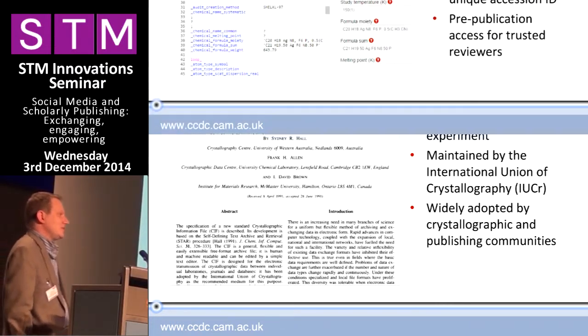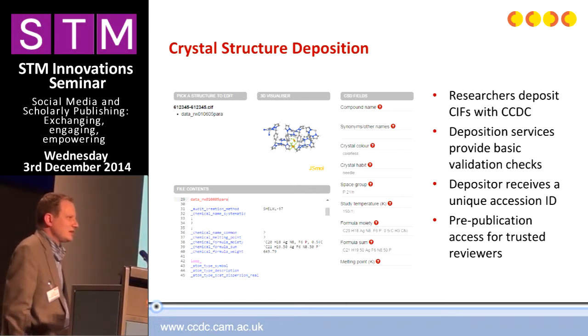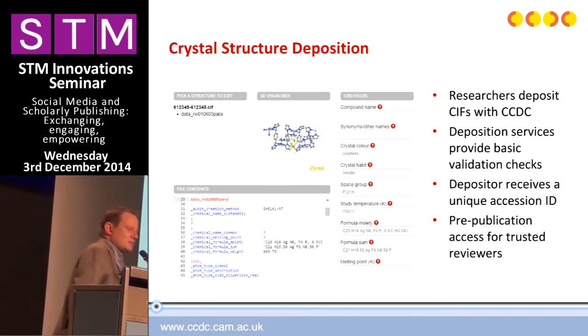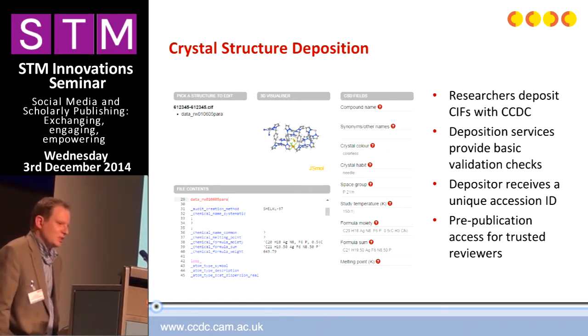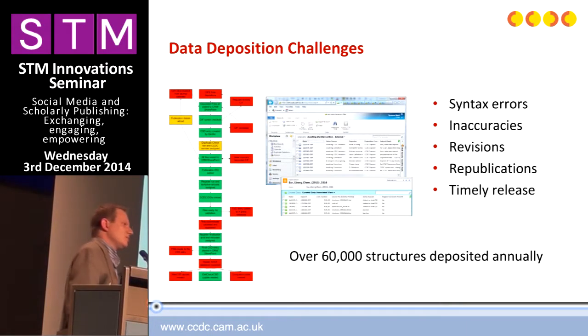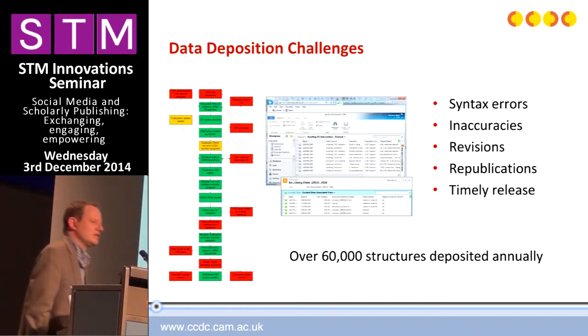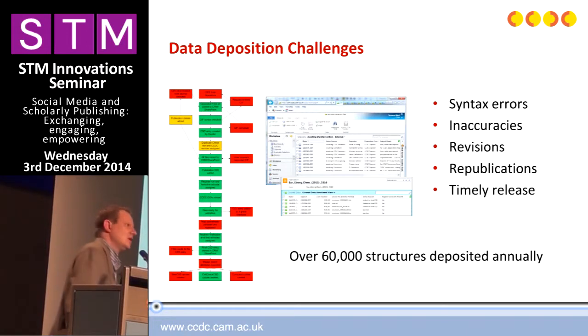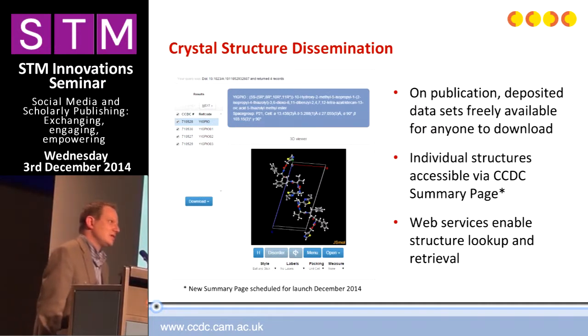Today, researchers deposit CIFs via CCDC's recently refreshed deposition services, which provide basic validation checks and also encourage the depositor to provide additional information about both the data and the experiment. Many of the data sets deposited with us are destined only to be released on publication of an associated article, and orchestrating this process for 60,000 structures a year is one of the key tasks that the CCDC undertakes within the wider publishing ecosystem.